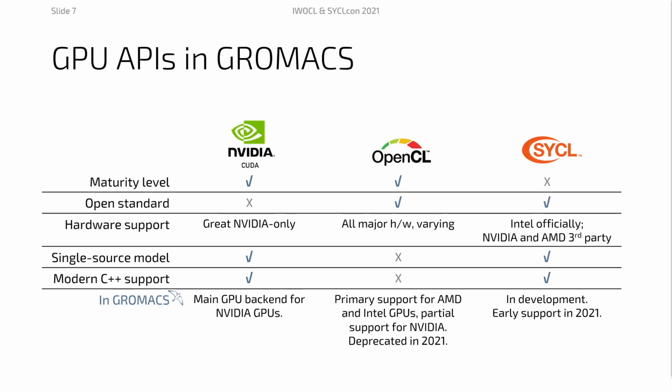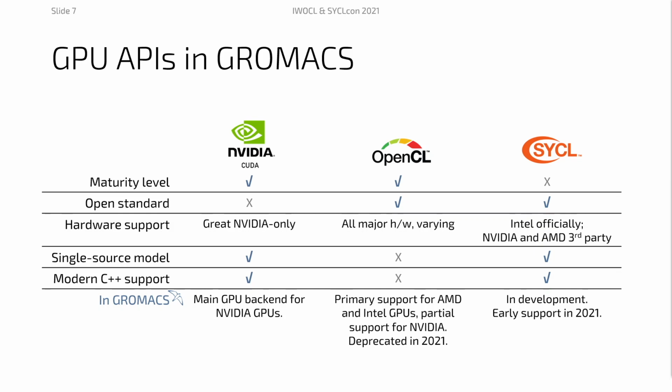For GPU offload, currently GROMACS supports 3 backends: CUDA, OpenCL, and SYCL. Until recently, only CUDA and OpenCL were supported, with OpenCL having fewer features but supporting more hardware, primarily AMD and Intel GPUs, although we have limited NVIDIA support via OpenCL as well.